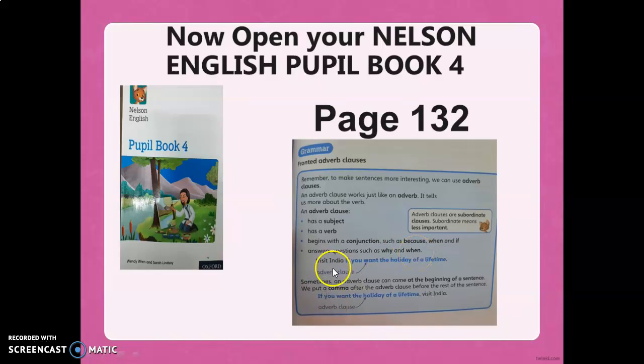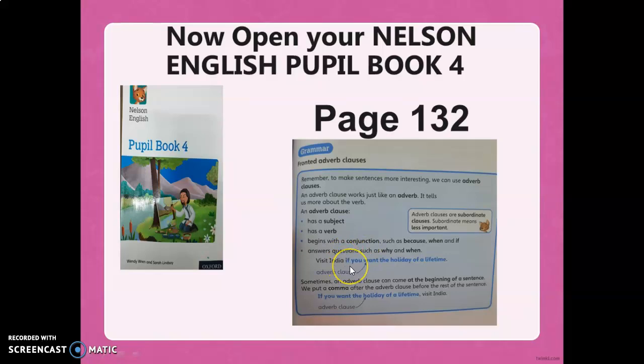Let's look at this one. Visit India if you want a holiday of a lifetime. The adverb clause here is the one highlighted in blue. Why is this the adverb clause? Let's check. Does it have a subject? Yes. You is the subject in this sentence. Does it have a verb? Yes. Want. You is the subject, want is the verb. Does it begin with a conjunction? Yes, it has the word if here.